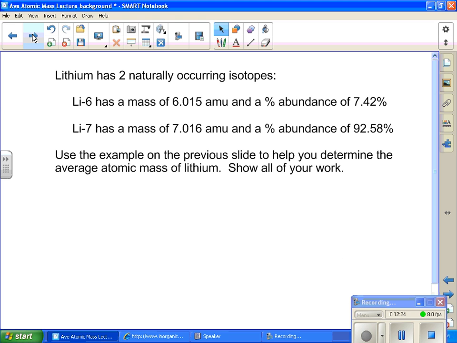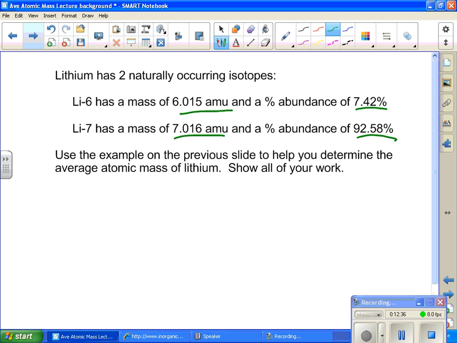Okay, I have one for you to try. Lithium also has 2 naturally occurring isotopes. Here are their masses, and here are their percent abundances. I want you to try determining what the average atomic mass for lithium is. You need to show all your work and bring that with your notes to class tomorrow.